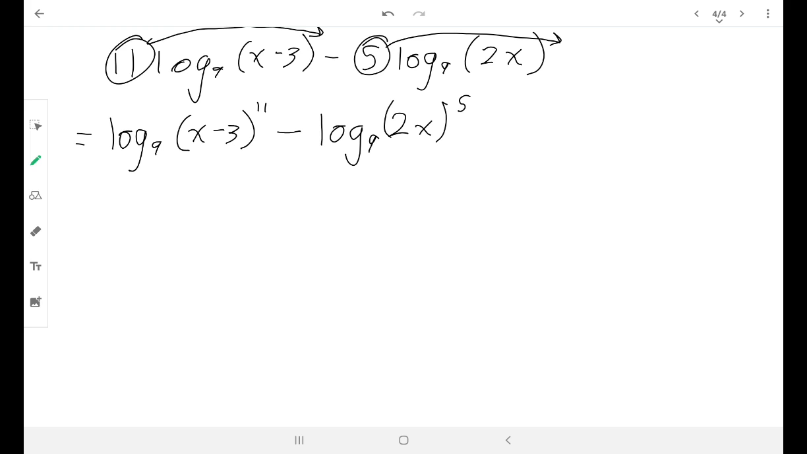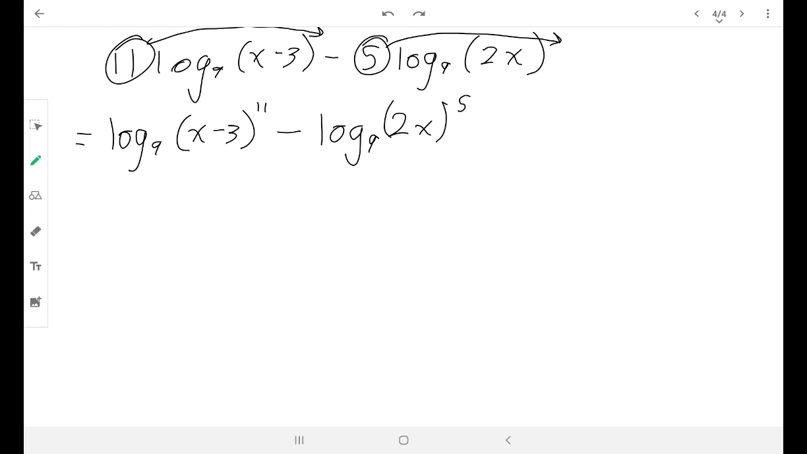And there's maybe something you can do with this 5. You could do it to both of those. So maybe I'll do that.